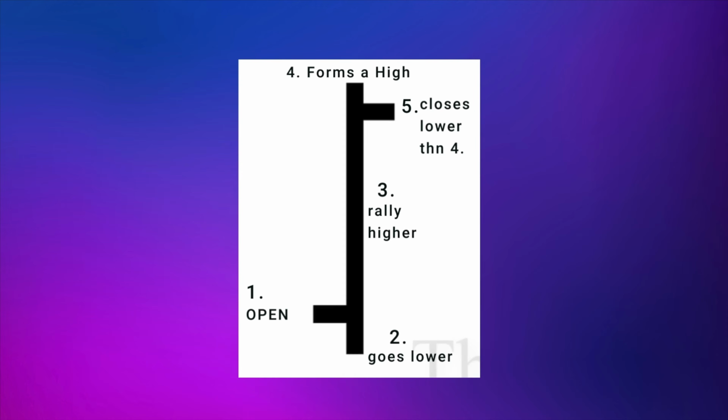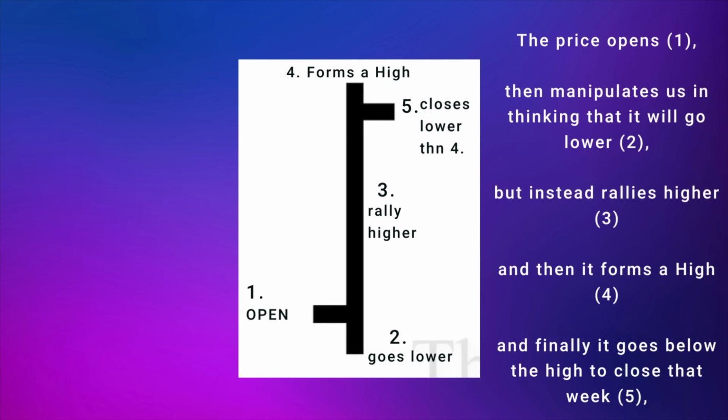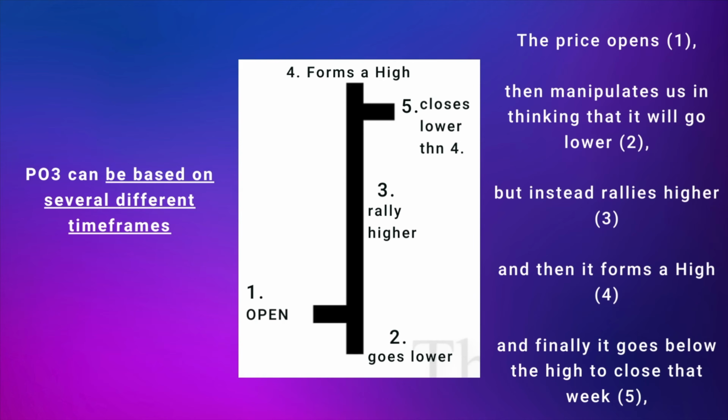And so, what do we have here? Well, we have the opening price, point number one. Then the price manipulates us into thinking that it's going to go lower, point number two. But instead, the price does exactly the opposite and it rallies higher. And then it forms a high, only to finally close below the high for that, for example, week. And so the power of three can be based on several different time frames, the weekly, the daily, but this is always somehow how the price keeps behaving.